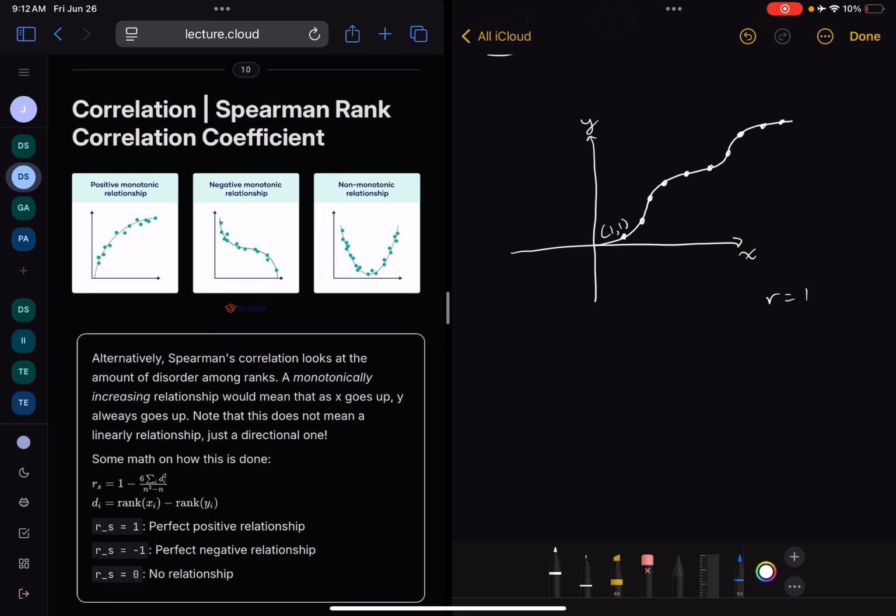Now if I go over here and look, what's the second lowest value on the x-axis? Well, that would be here. Second lowest on the y-axis, also here. And hopefully you can see that we're going to be paired all the way up. As our rank increases on our x-axis, our rank on our y-axis also increases every single time. This would receive an r equal to 1.